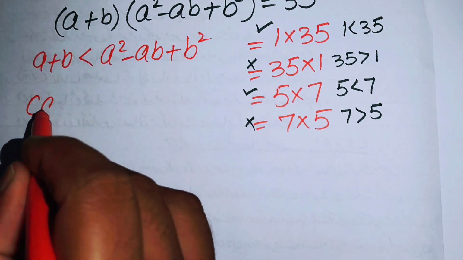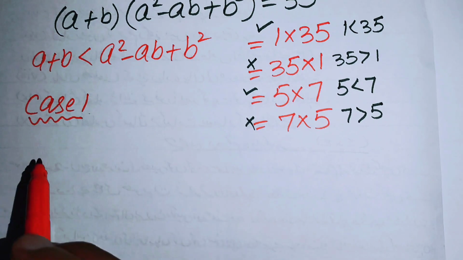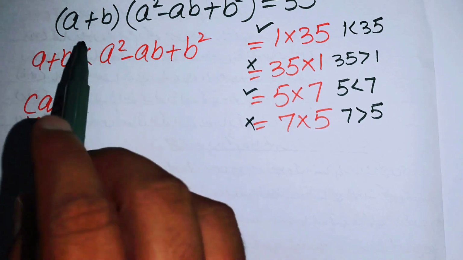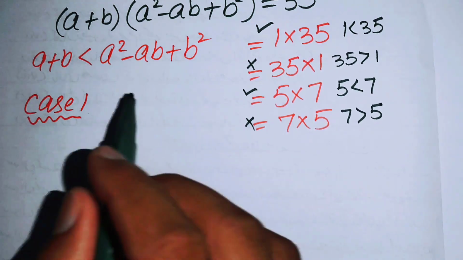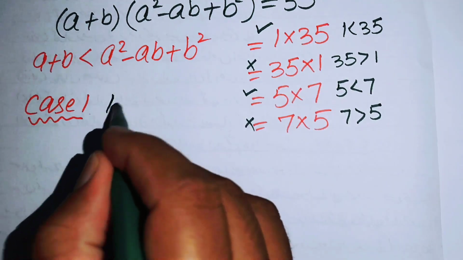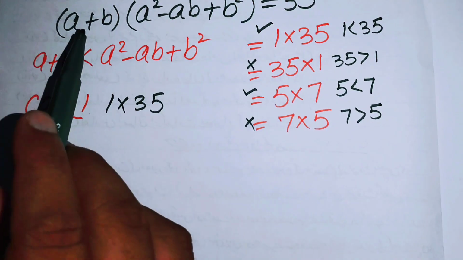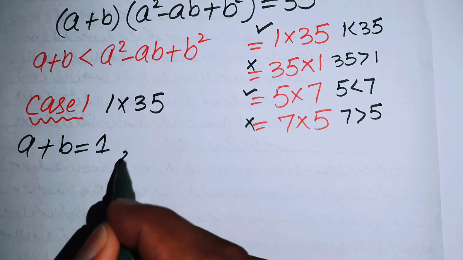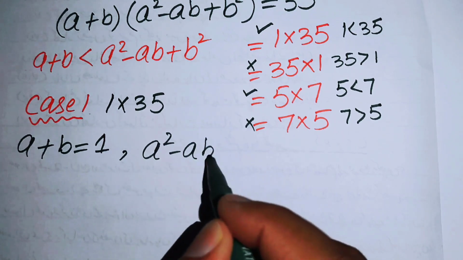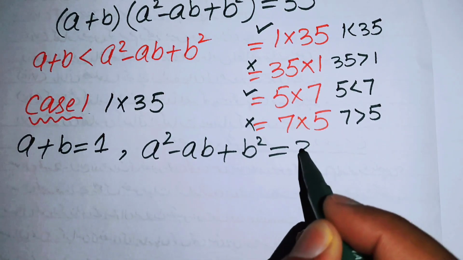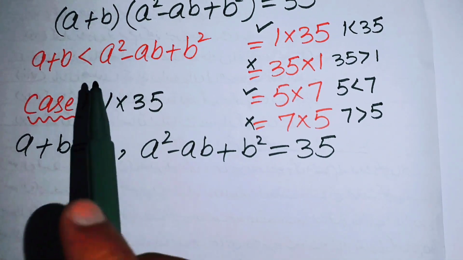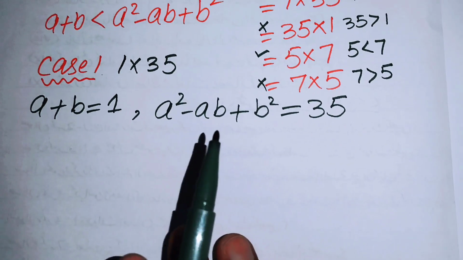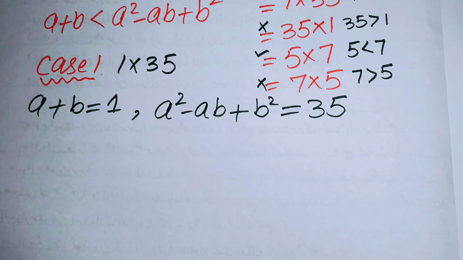The case number 1 is according to 1 times 35, so we take a plus b is equal to 1, and a squared minus ab plus b squared is equal to 35. So the first factor is equal to 1 and the second factor is equal to 35. Now we can check the conditions according to a and b.